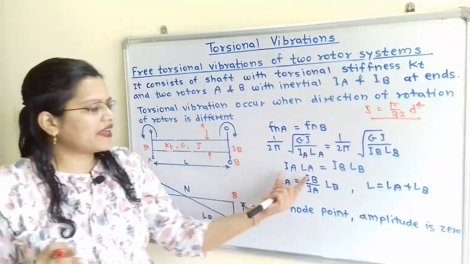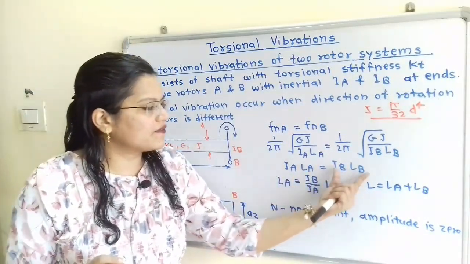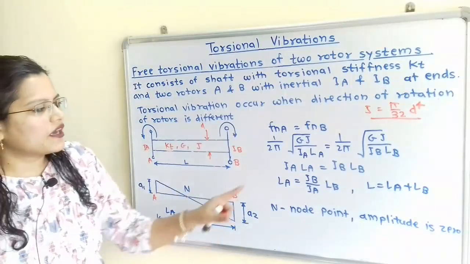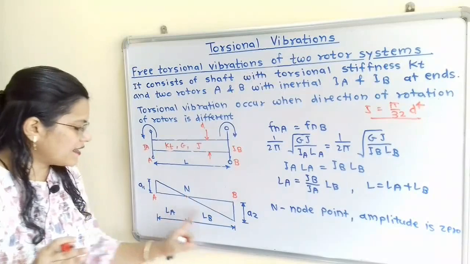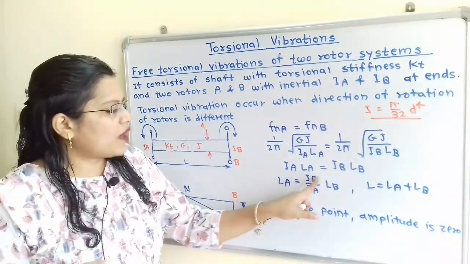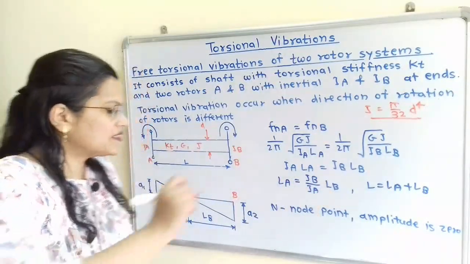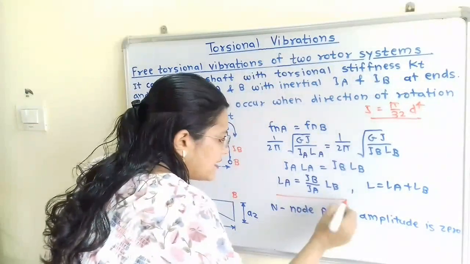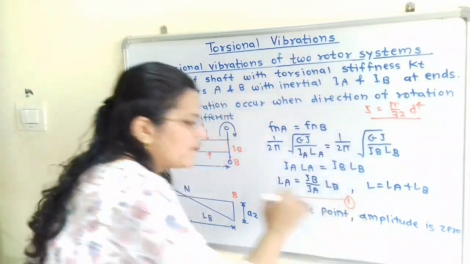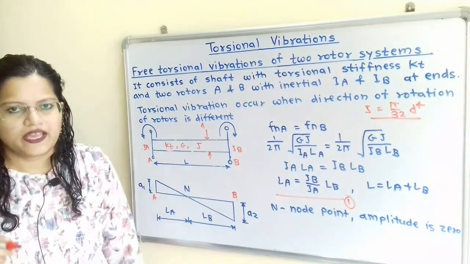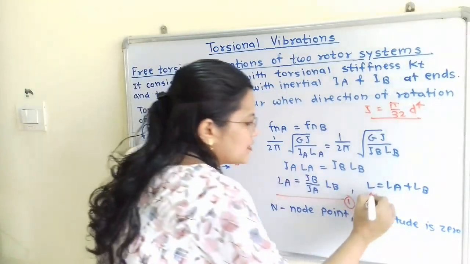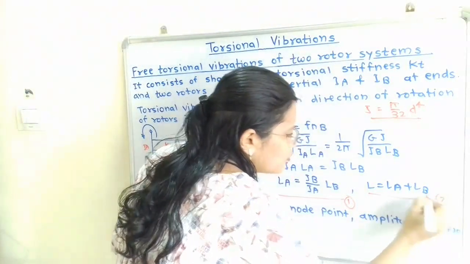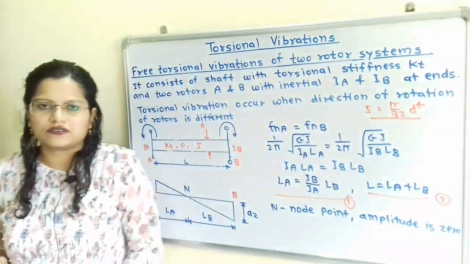So when we simplify this, we will get Ia LA is equal to Ib LB. So again if we simplify, then we will get the relation between LA and LB. So LA is equal to Ib by Ia times LB. So this is the first relation, the equation useful for calculation purpose. And the second equation, L is equal to LA plus LB. So this equation is also useful for the calculations.